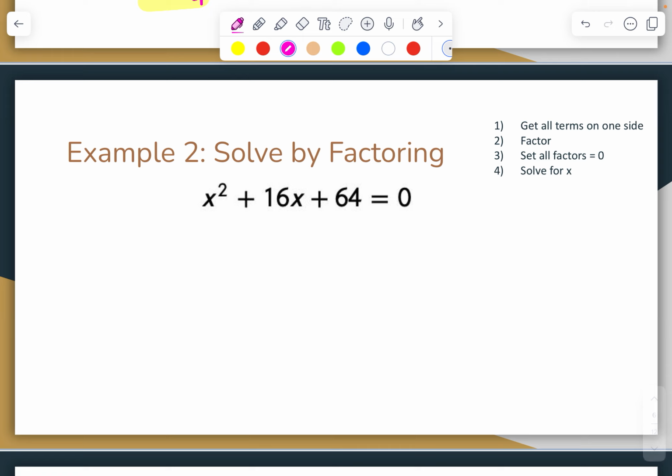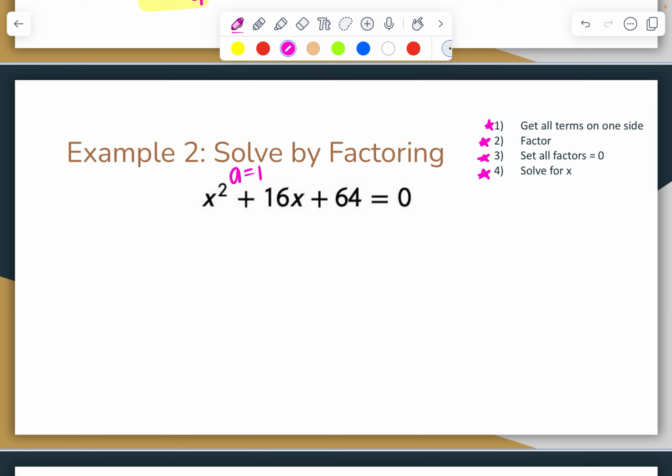All right, let's factor some. So we can see our steps here. First one, get all the terms on the same side, factor, set the factors equal to 0, and then solve for x. Our first step is done for us. All the terms are on one side.